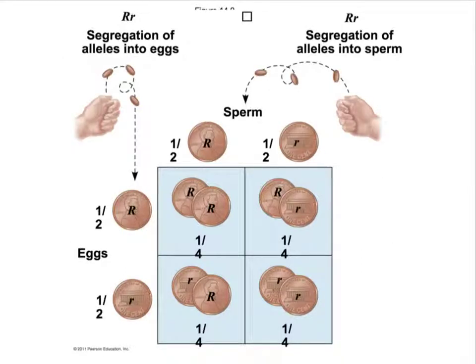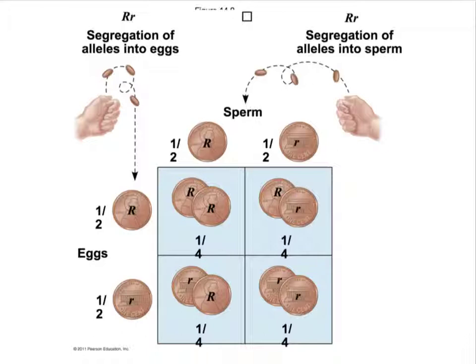Mendel's laws of segregation and independent assortment reflect the rules of probability. When tossing a coin, for example, the outcome of one toss has no impact on the outcome of the next toss. In the same way, the alleles of one gene segregate into gametes independently of another gene's alleles.